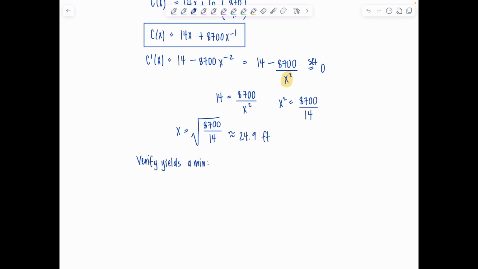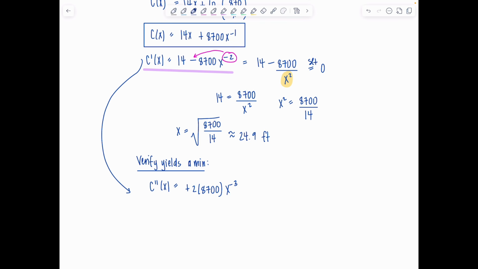So what are we going to do? We're going to take a second derivative. So here's my first derivative. I just need one more. So C double prime of X, derivative of 14 is going to be 0. This derivative, bring down the negative 2. So now it's going to be positive 2 times 8,700 X to the negative third. And remember, I told you you don't really care what it is. So this is 2 times 8,700 over X cubed.